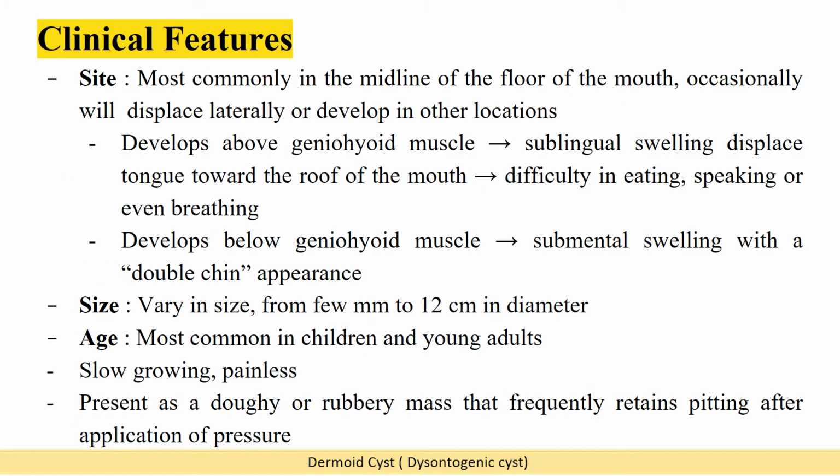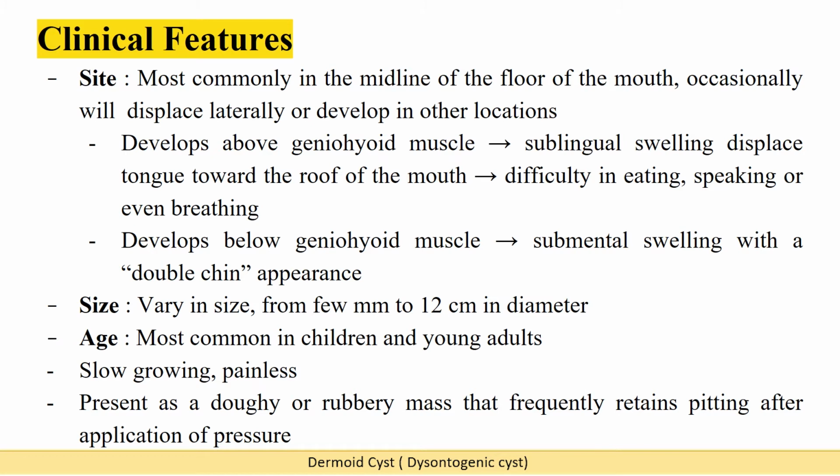Clinical features. The most commonly occurring site is the midline of the floor of the mouth, which occasionally will displace laterally or develop in other locations. For example, if the cyst develops above the geniohyoid muscle, it will cause a sublingual swelling which displaces the tongue towards the roof of the mouth, in which the patient will have difficulty in eating, speaking, or even breathing. If the cyst develops below the geniohyoid muscle, it will cause submental swelling with a double chin appearance. Later in the next slides, I will show you the pictures of these two scenarios so you will have a better understanding of it.